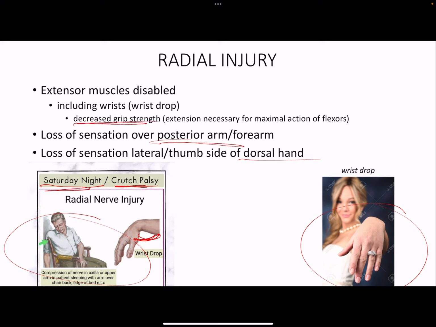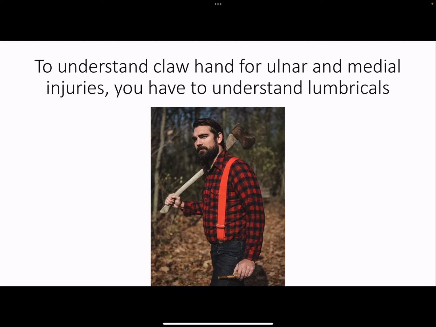Also decreased grip strength, which might seem weird, but if you ever hold a tennis racket, if you really want to hit something hard, you actually have to extend your wrist a little bit to get maximum action of your flexors to get the best grip on it. So a little bit decreased grip strength as well.